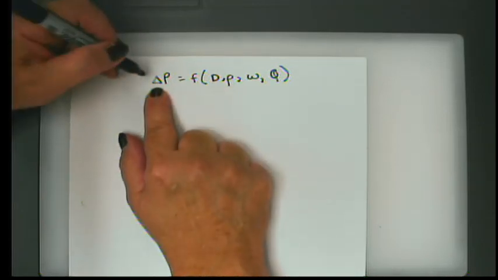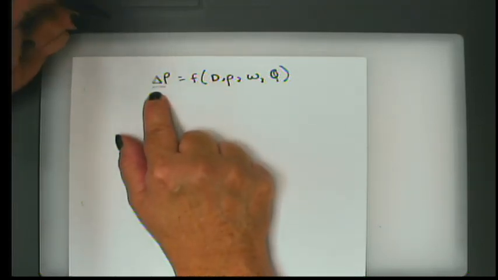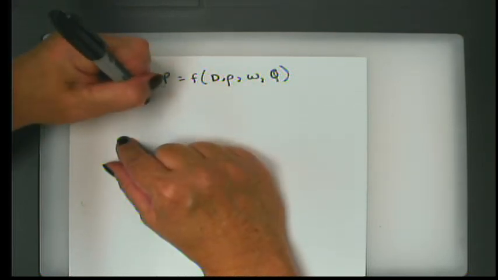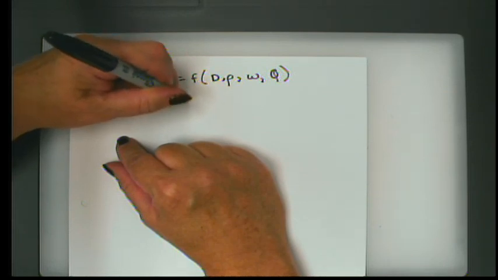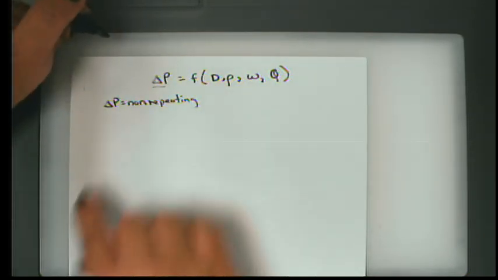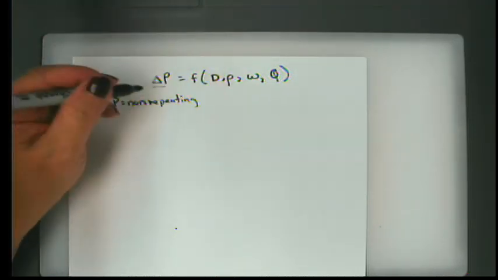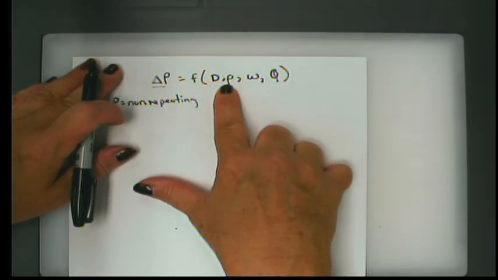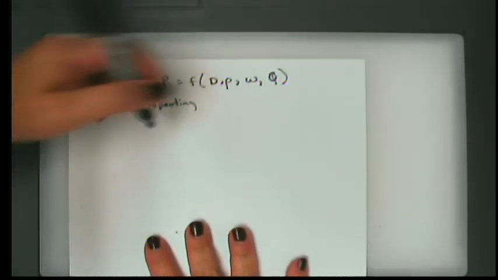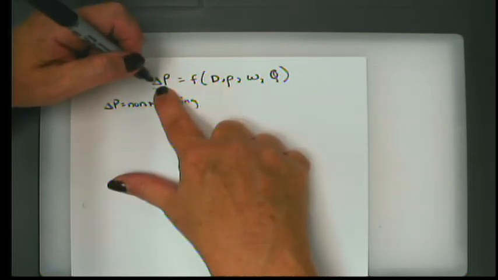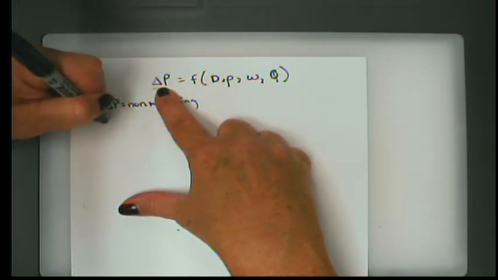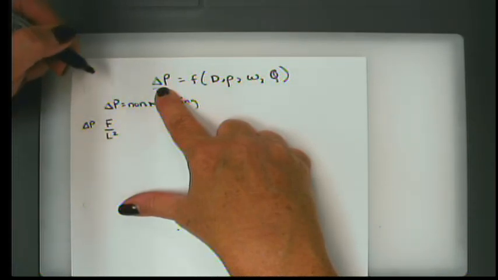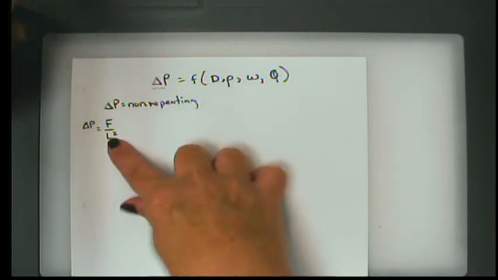All right, so the first thing is we are looking for delta P as a function of the other variables. So that means that we want to make sure that delta P is non-repeating. The other variables could be repeating, and we can choose those to get the groups that we need. But the first thing that we really need to do is to determine how many pi groups we need. Well, let's go ahead and write these out in dimensions. Delta P is force per length squared. Has dimensions of force per length squared.